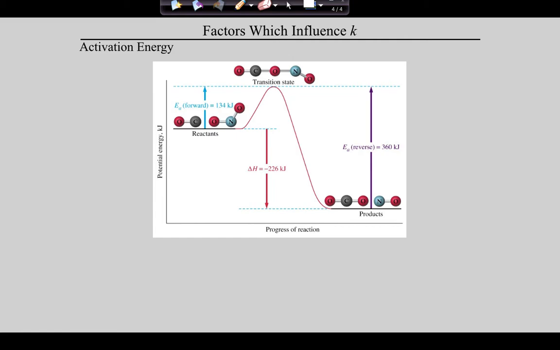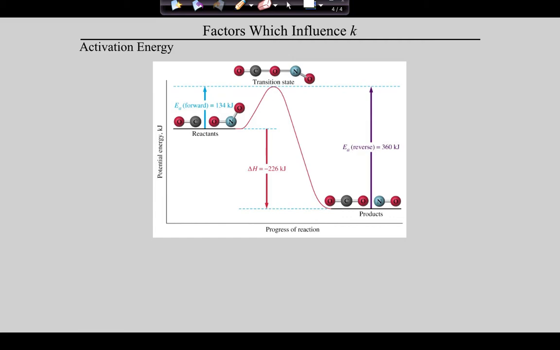In order for a collision to be effective, it has to have sufficient energy to get over this activation energy hump. Do you remember that? The rate of a reaction is fundamentally determined by, and all reactions are collision dependent. Guys, the rate of the reaction is dependent upon how many collisions hit with the proper orientation, you understand that now, but hit with enough energy to get over that hump.